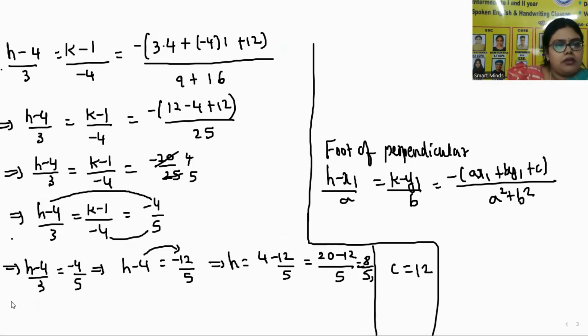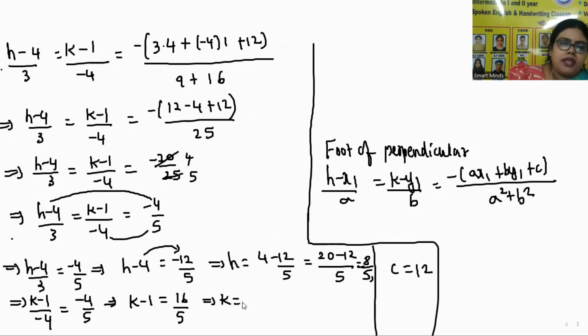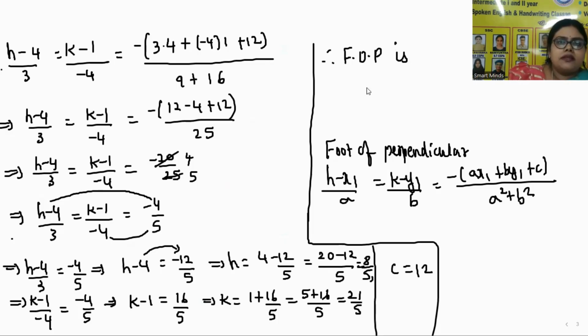Okay. Now the same way, k minus 1 by minus 4 is minus 4 by 5. Take minus 4 that side, minus into minus becomes plus. k minus 1 is equal to 16 by 5. So k is 1 plus 16 by 5. Take LCM, 5 plus 16 by 5, that is 21 by 5. Therefore, foot of the perpendicular is Q, (h, k) is equal to (8 by 5, 21 by 5).